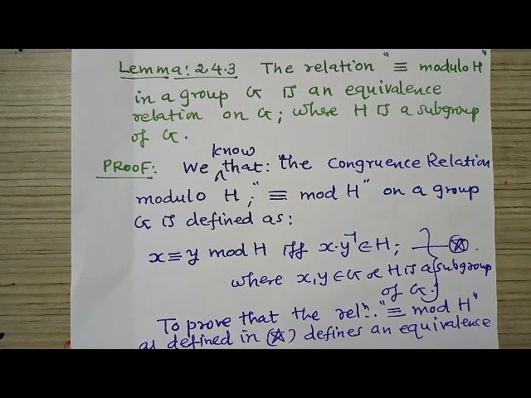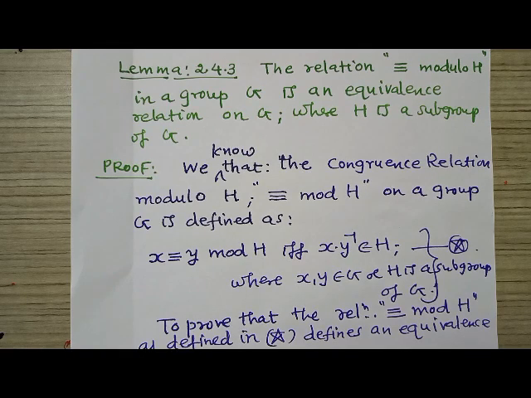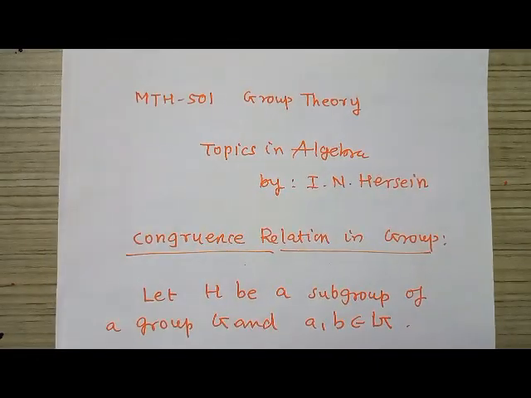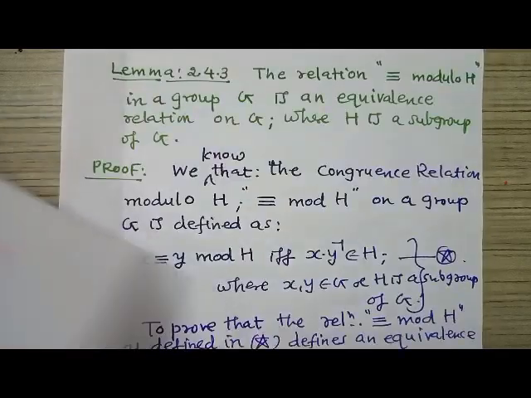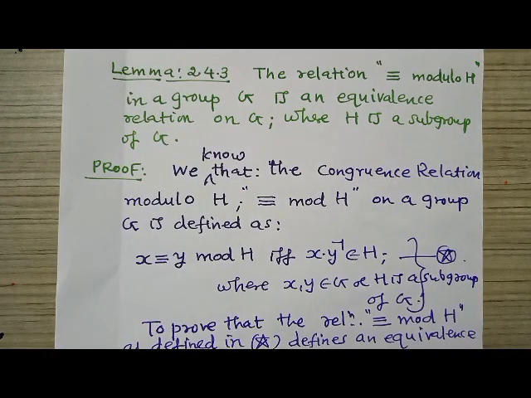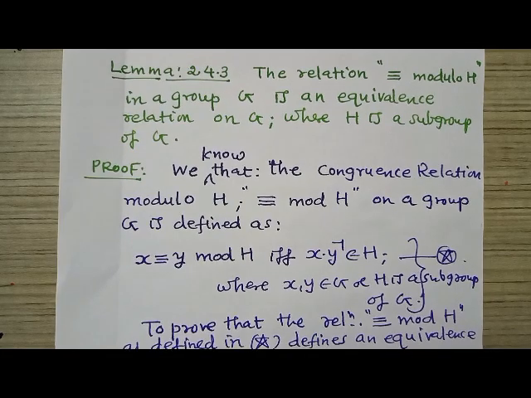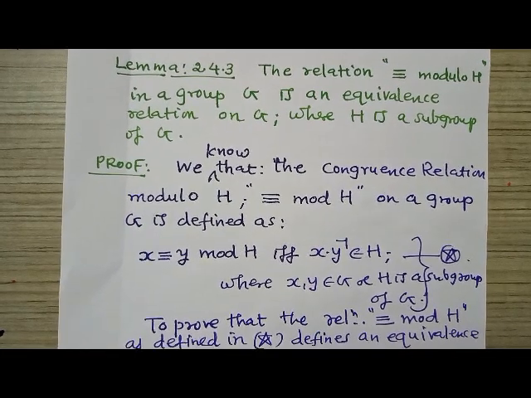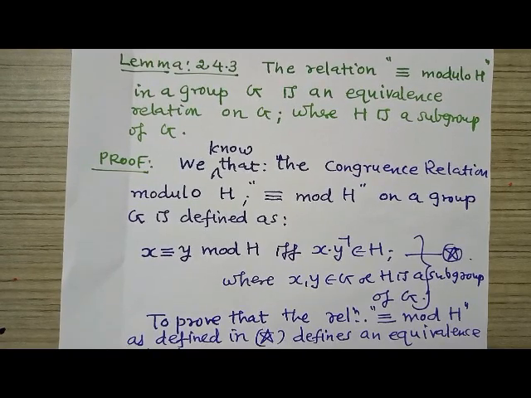Welcome to our next, second session of MTH 501. In the previous session, we had given the definition of the congruence relation modulo H in a group. Now we shall prove in the following lemma that it is an equivalence relation on a group G. That is, we shall prove that the relation as defined in star is reflexive, symmetric and transitive.